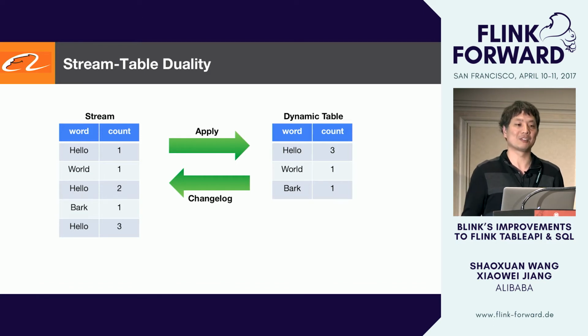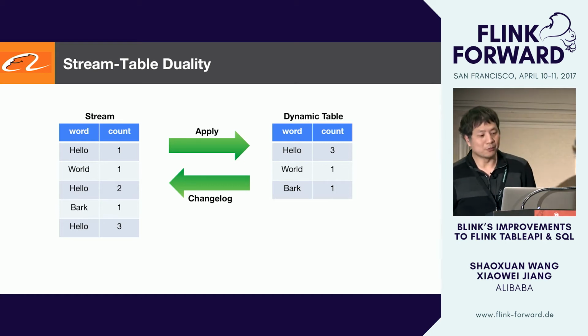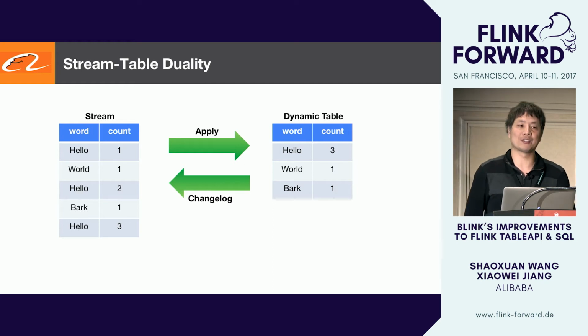As we know in mathematics, these are inverse to each other, which basically means the stream and the dynamic table contain the same information. They are in some sense equivalent. So this is the way to establish the equivalence between a stream and a dynamic table.